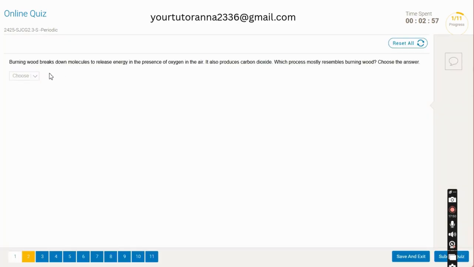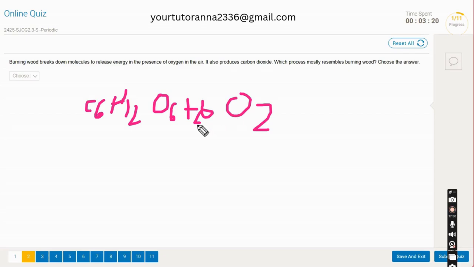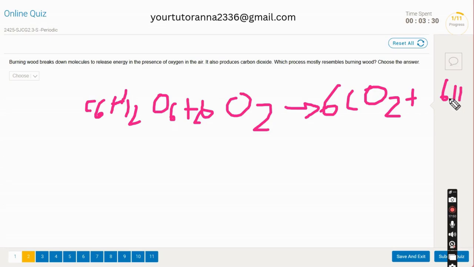Burning wood breaks down molecules to release energy in the presence of oxygen in the air, right? So what does that remind you of? Again, let's write the equation here. That will be C6H12O6 plus 6O2. They're saying that in the presence of oxygen, they are releasing energy, right? So energy is being released. What is that? 6CO2 plus 6H2O, that's water, plus chemical energy.